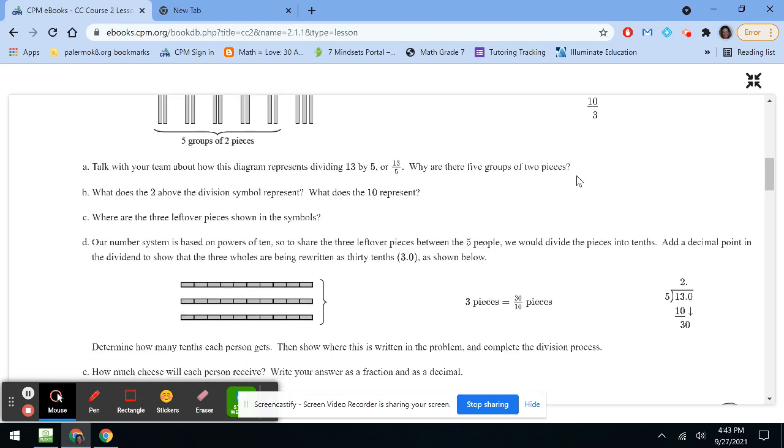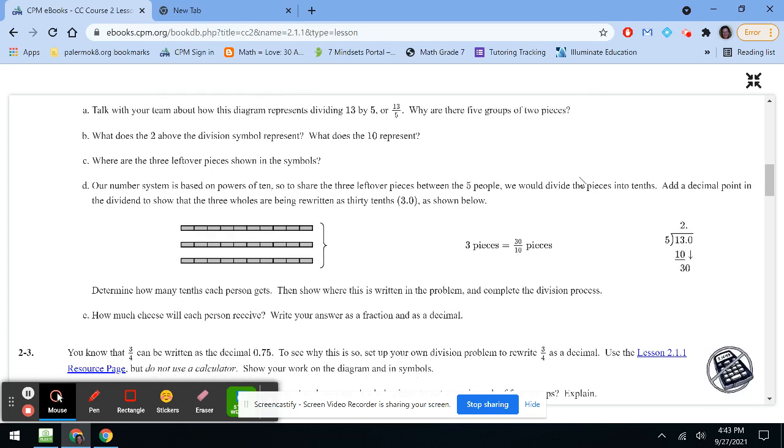Delta says, our number system is based on powers of 10. So to share the 3 leftover pieces between the 5 people, we would need to divide the pieces into tenths. The way that we do that is to add a decimal point to the dividend. That's a part that is inside the symbols to show that those 3 whole pieces are being rewritten as 30 tenths shown below. Here's my 3 pieces of cheese.